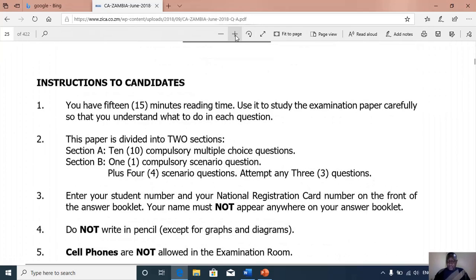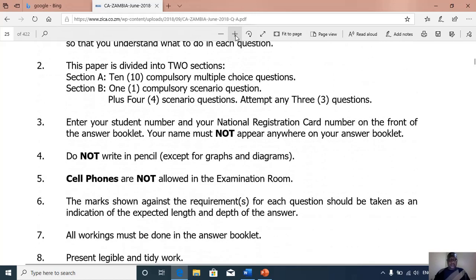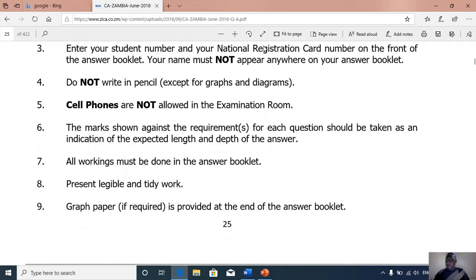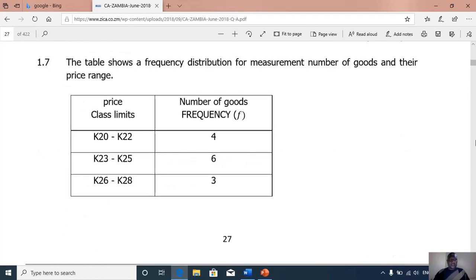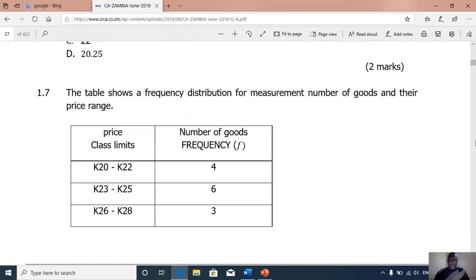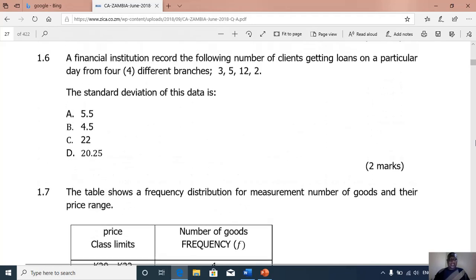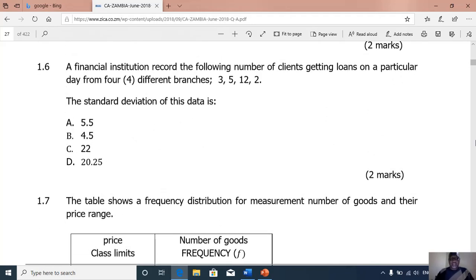So let me go straight to section A of this paper. We are looking at question 1.6. That's the first question we are going to consider. Okay, so there we are. Question 1.6 is a question on standard deviation. Here they are asking us to calculate the standard deviation for a simple set of values.